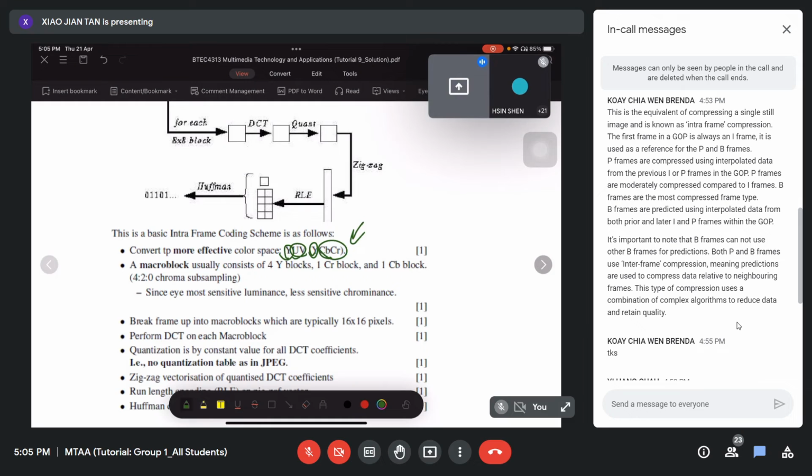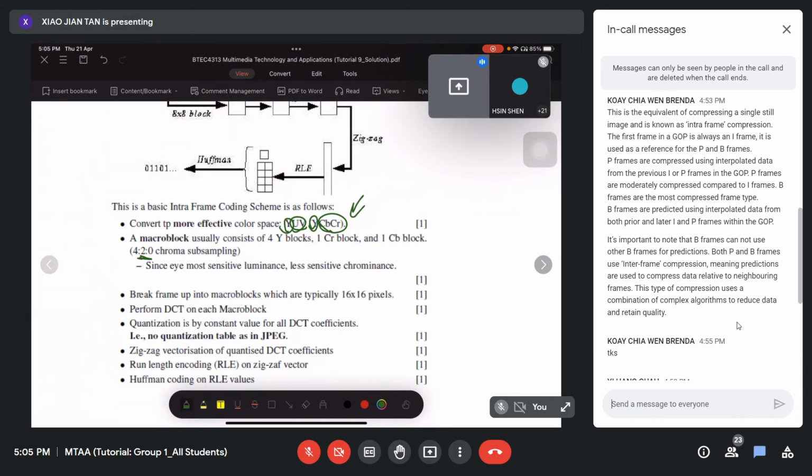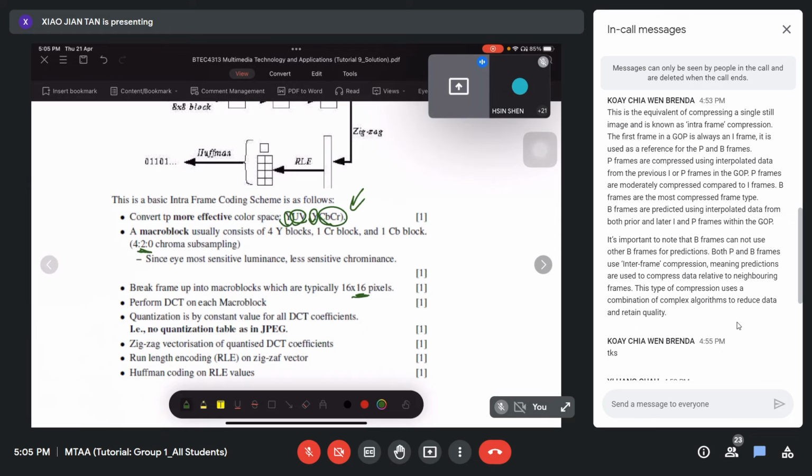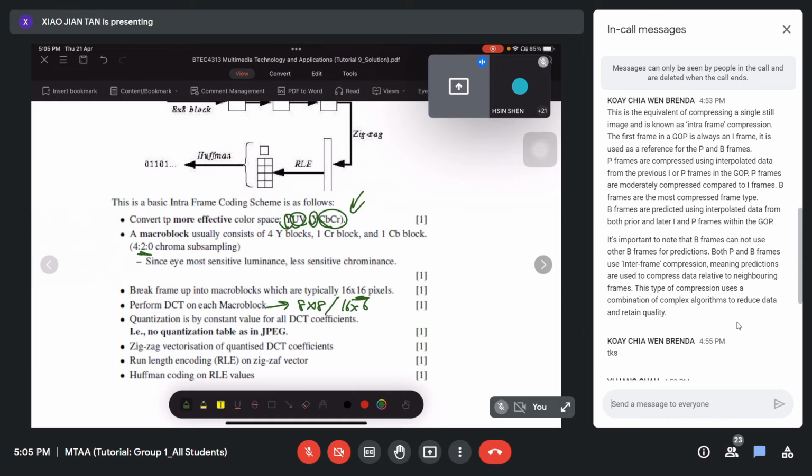A macroblock usually consists of Y, since the eye is more sensitive to luminance, or luma, and less sensitive to chroma. So break the frame up into macroblocks, which are typically 16 times 16. Sometimes it's X times X. Okay, both are okay. Perform DCT on each macroblock, which means 8 times 8 or 16 times 16.